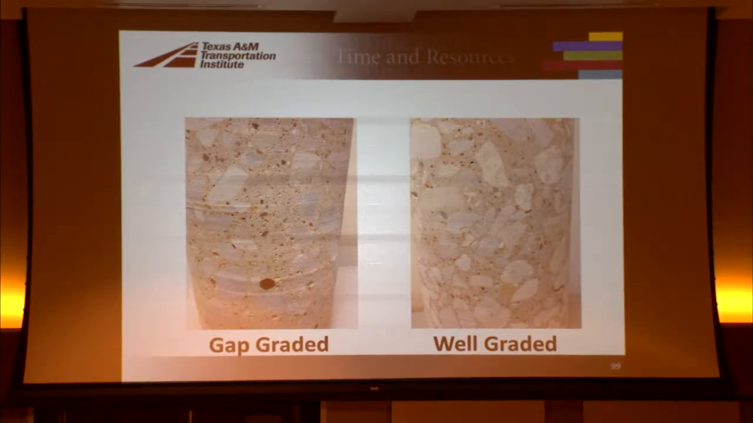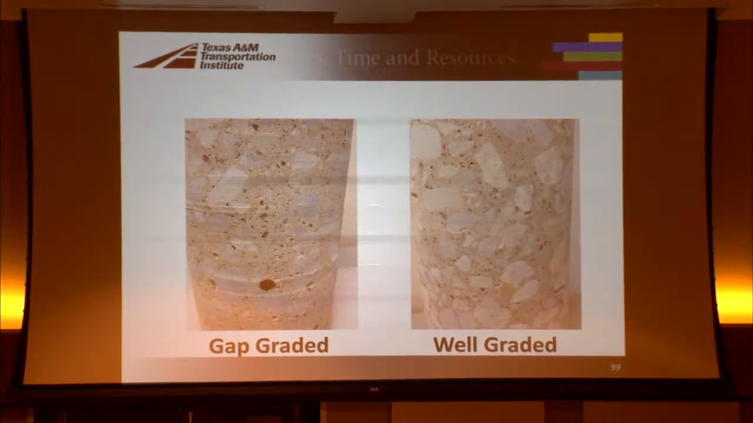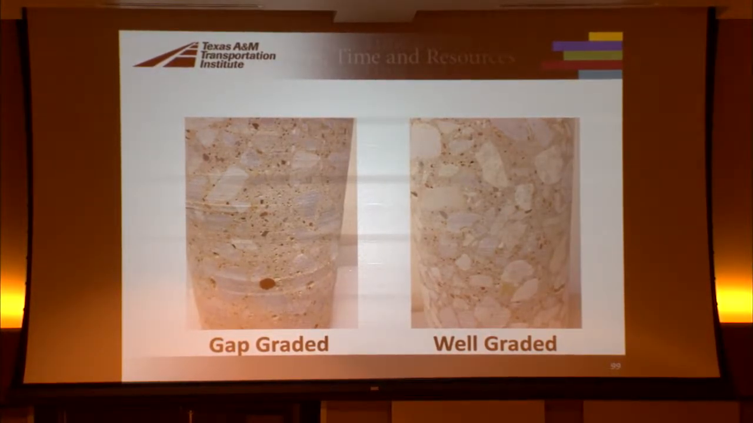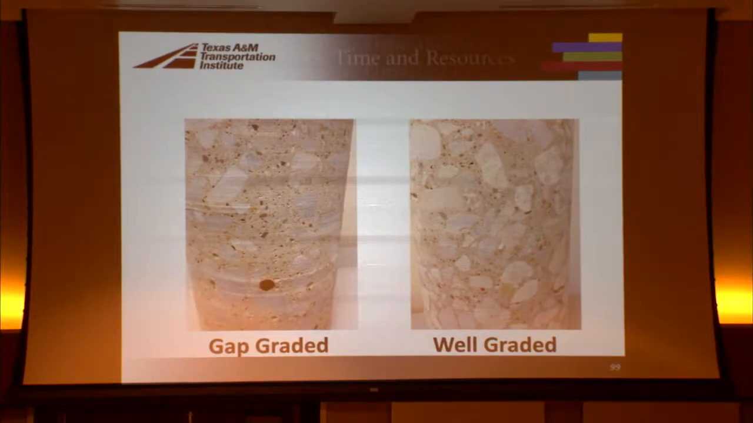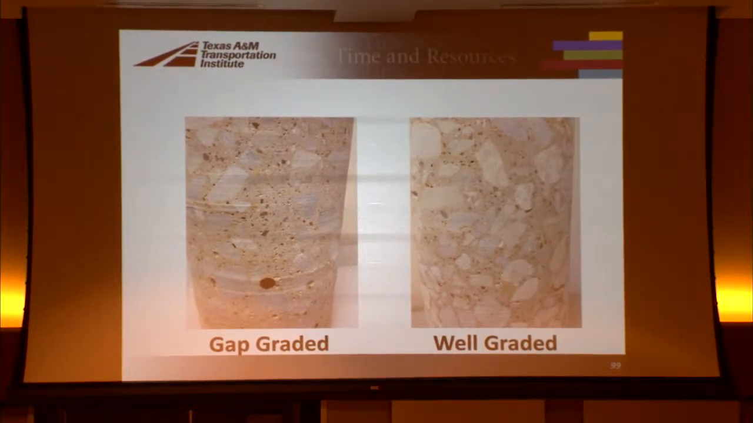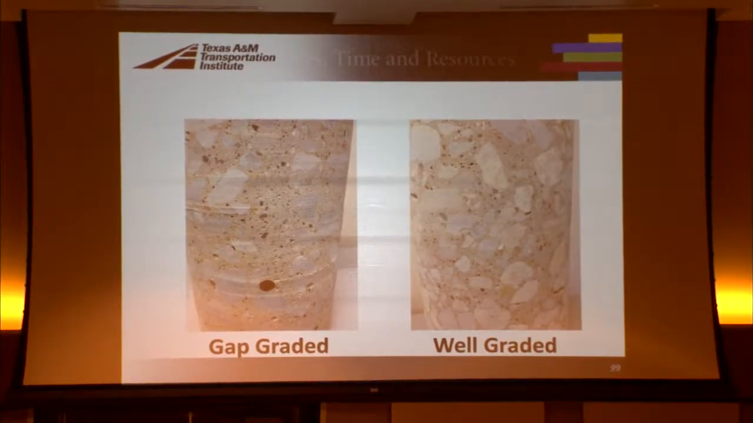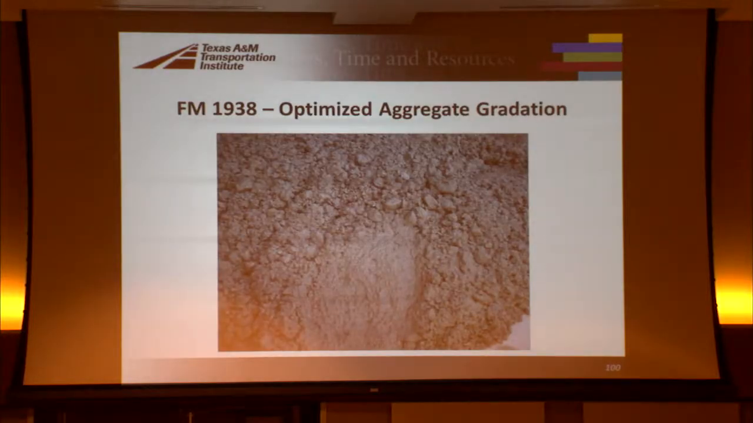These are 2 cores I have. This is a gap graded on the left, where you can see a lot more paste. This well graded on the right is from I-35 between Burleson and I-20 in Tarrant County. That was done in the mid-70s, and this was a well graded mix. This is where they're still using intermediate aggregate. That's still the surface today in Fort Worth. They did do a diamond grinding job on it, but it was definitely a really good performing mix.